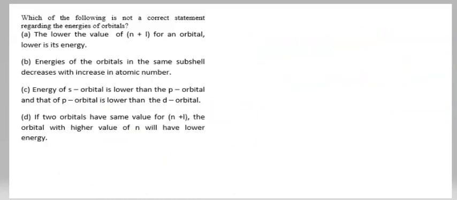So the question is, which of the following is not a correct statement regarding the energies of orbitals? As we read all this, the lower the energy of an orbital, the more stable it is. This is right. This is also right. The energy of s orbital is lower than p, then d. If two orbitals have the same energy, then the orbital with higher value of n has lower energy. This is an incorrect statement, since a higher value of n will have higher energy. So option D is right for this.